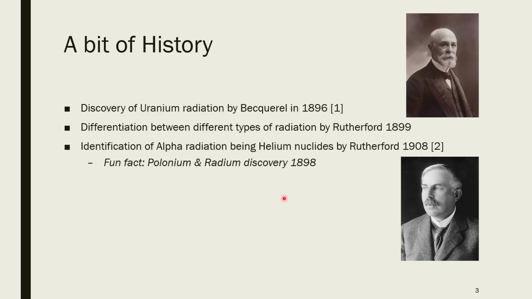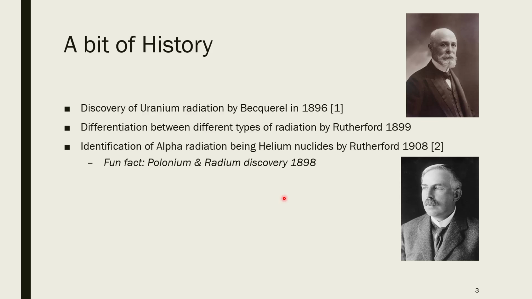Interestingly enough, after 9 years, he was able to identify one of these types of radiation to be alpha radiation, which was made up of helium nuclides. And this whole nuclear chemistry history part is really interesting if you look back at it, because the discovery of polonium and radium, which we know as very prominent alpha emitters, was published way earlier than this. So they had what we now call pure alpha emitters, but they didn't know what the radiation was that they were giving off. So it was just radiation, which is really interesting.